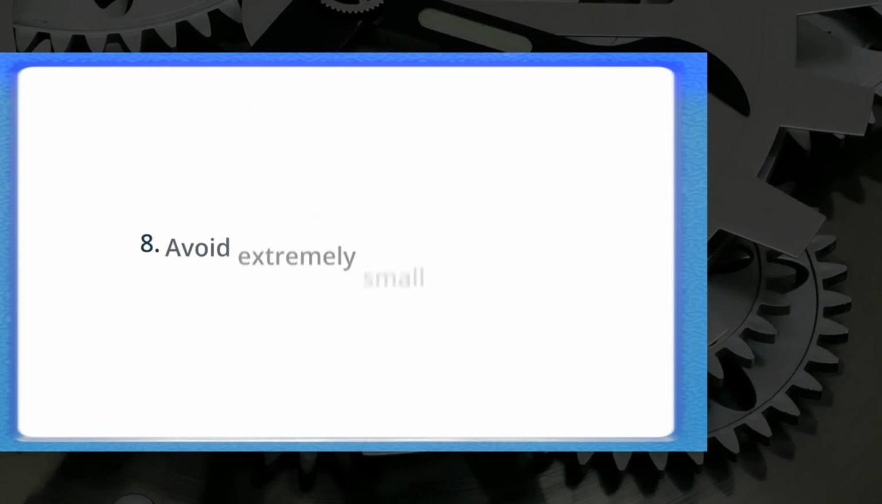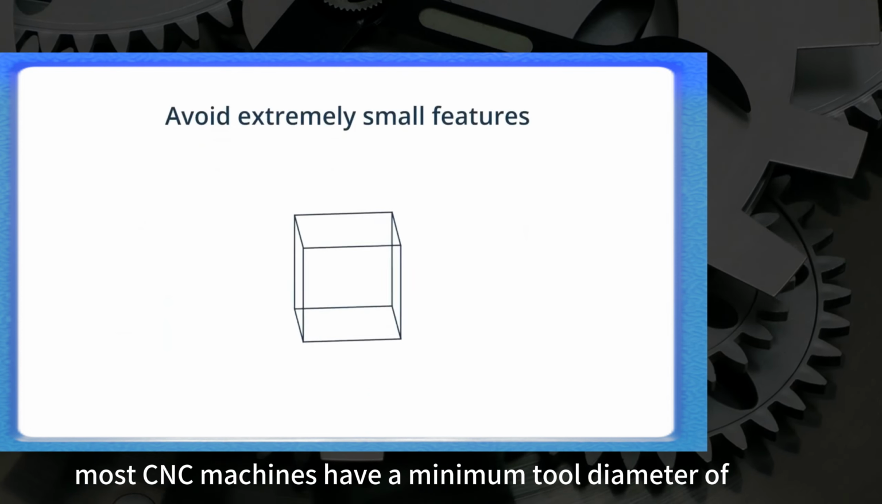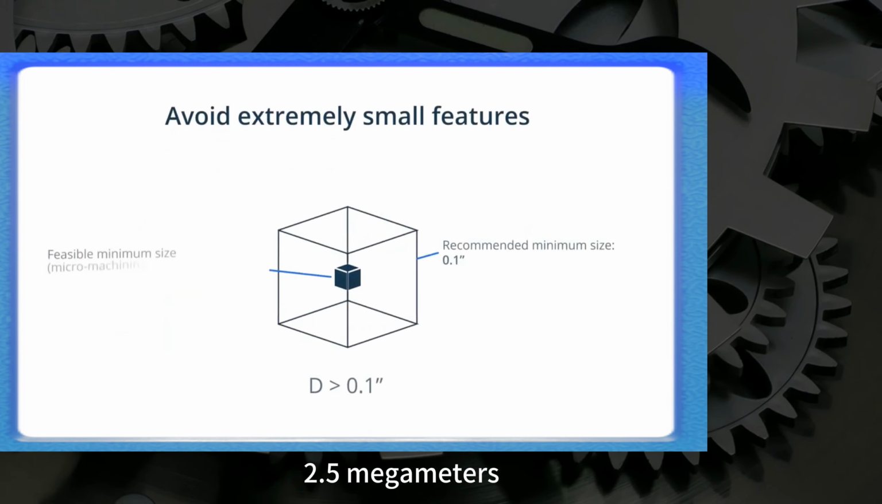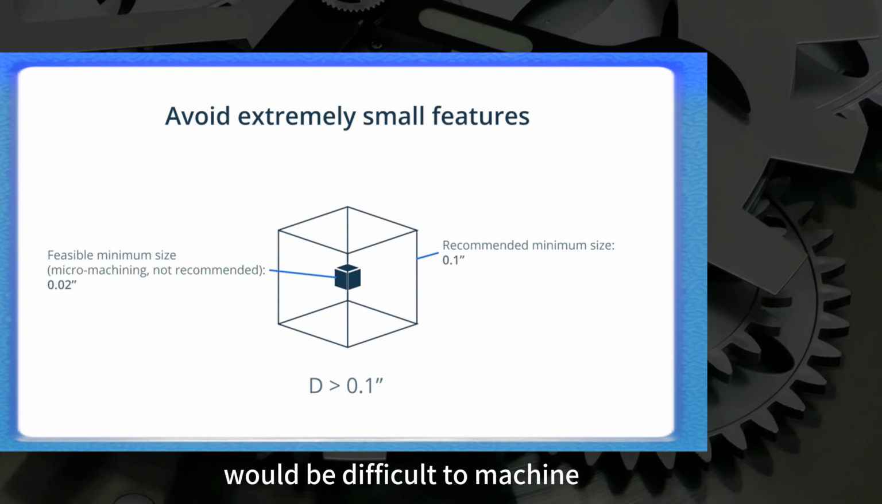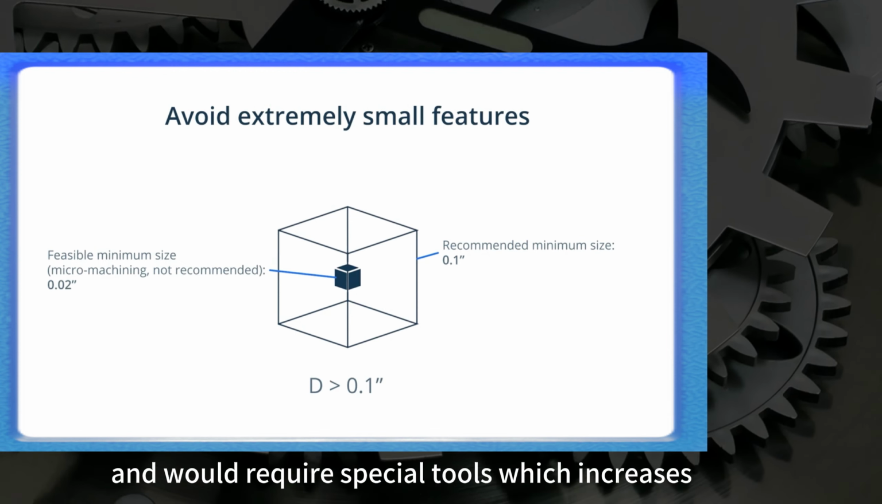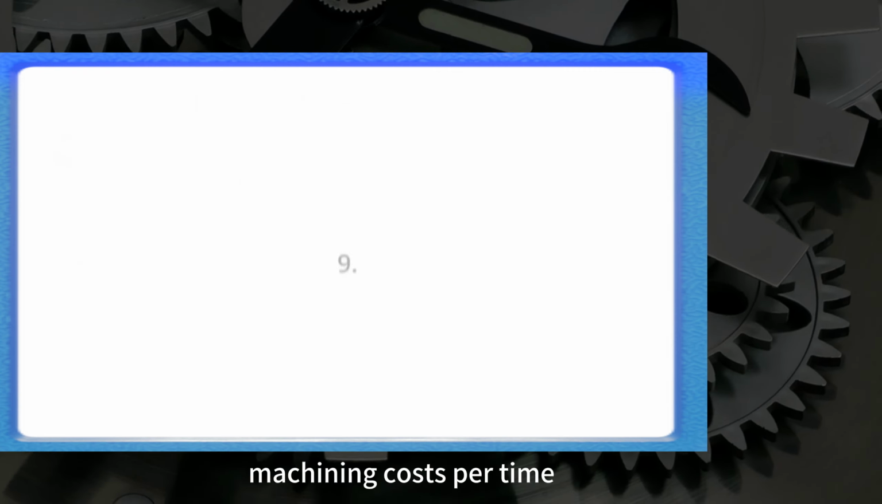8. Avoid extremely small features. Most CNC machines have a minimum tool diameter of 2.5 millimeters, meaning any feature smaller than 2.5 millimeters would be difficult to machine and would require special tools, which increases machining costs per time.